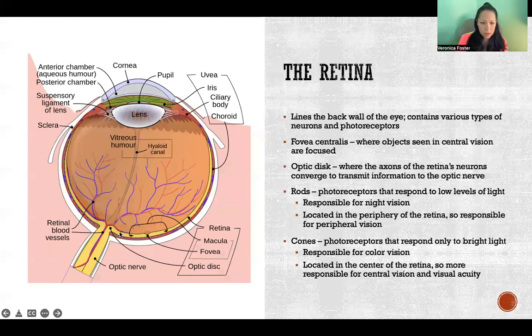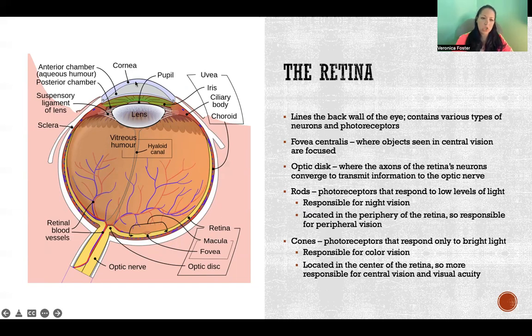Okay, the retina is this yellow layer here in this picture. It lines the back wall of the eye, and it contains lots of different neurons and photoreceptors, so sensory receptors. The fovea centralis, sometimes just referred to as the fovea, is the spot on the retina where objects seen in central vision are focused. So here is the fovea on the retina.